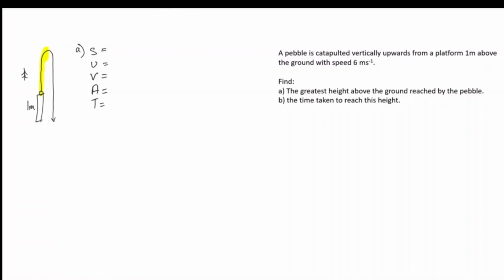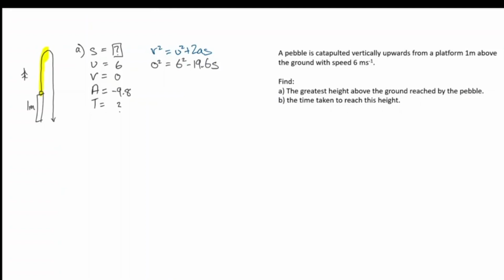So let's go ahead and collect our SUVAT variables, and from there we'll fill in the information that we know. We are looking for the displacement, but we don't know it. The initial velocity is 6, final velocity is 0, and the acceleration due to gravity is negative 9.8. And once again, we don't know the time. Okay, so which formula can we use that uses S, U, V, and A?